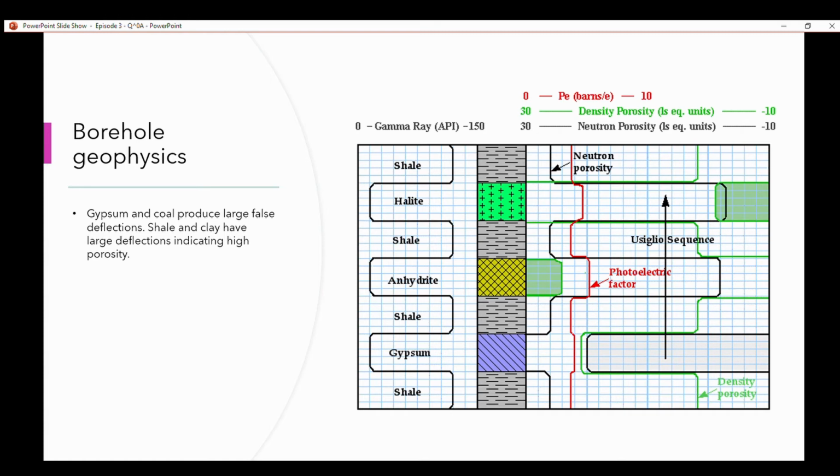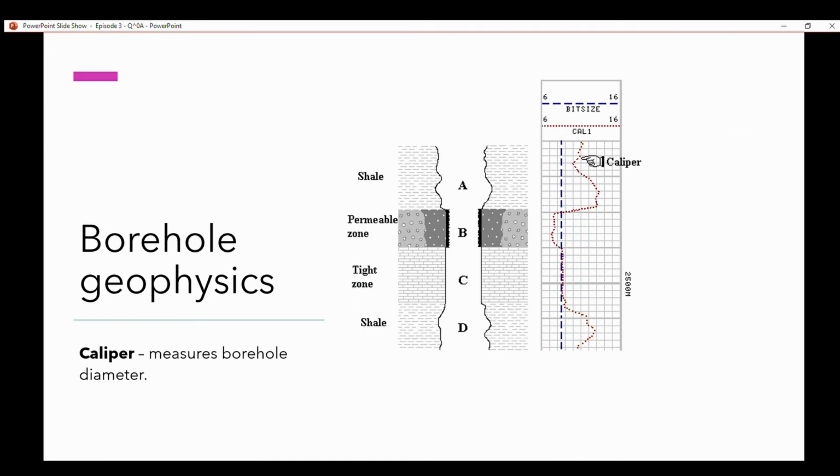So the caliper logging is basically just measuring the borehole diameter. We don't really have to practice that. Basically, it just shows you when it's at its largest and when it's at its smallest. It's kind of a way to make sure you're not having collapse of the borehole.